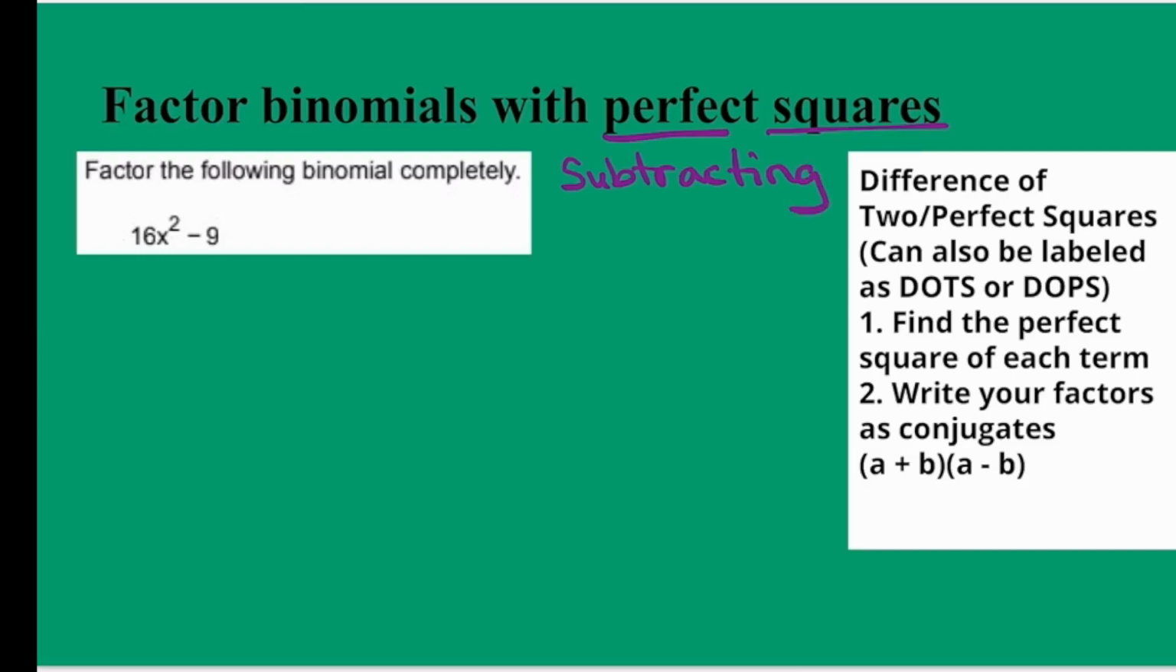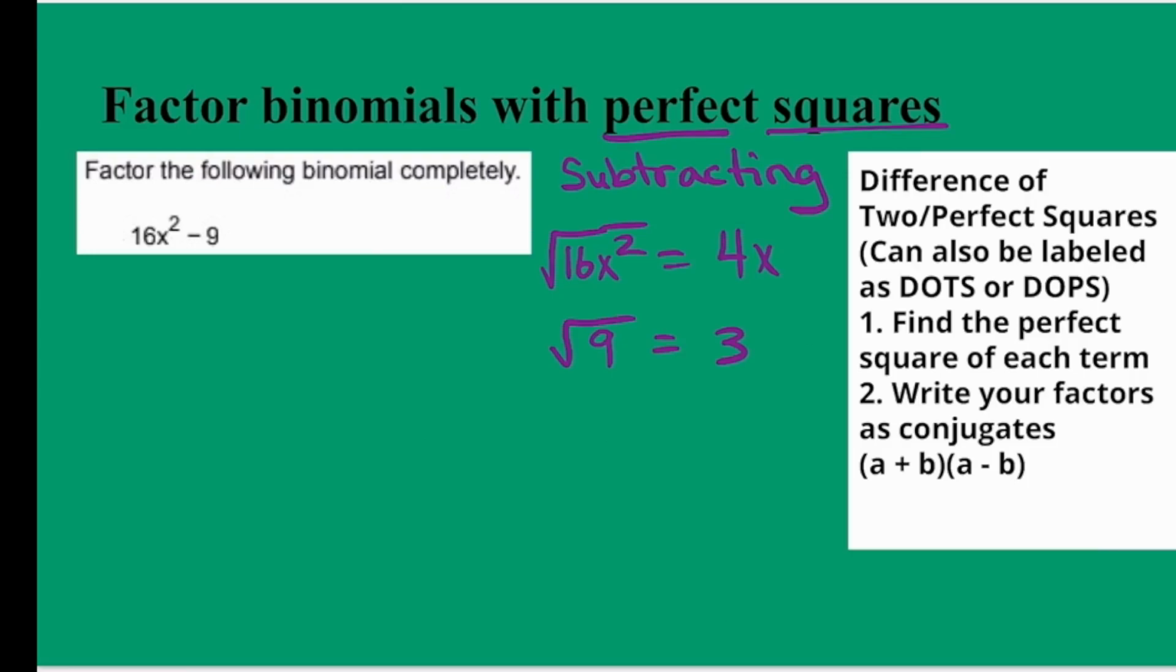They can be called a difference of two squares, a difference of perfect squares. You might see it labeled as DOTS or DOPS. But pretty much what we're doing, the method is we're going to be finding the square root of each of these terms. So the square root of 16x squared is going to be 4x. 4 times 4 is 16. x times x is x squared. The square root of 9 is 3. 3 times 3 is 9.